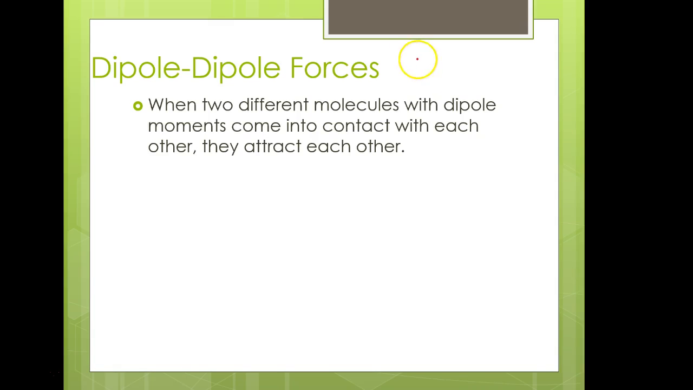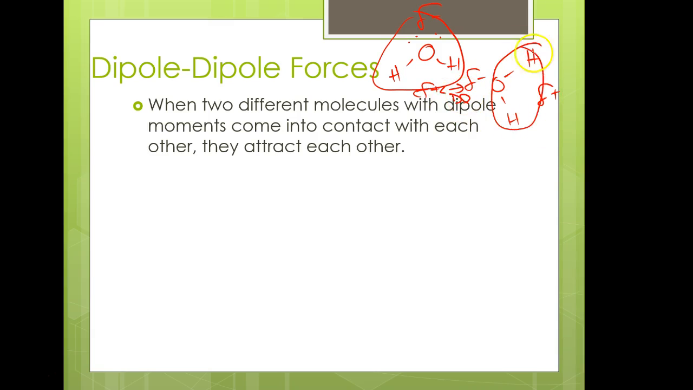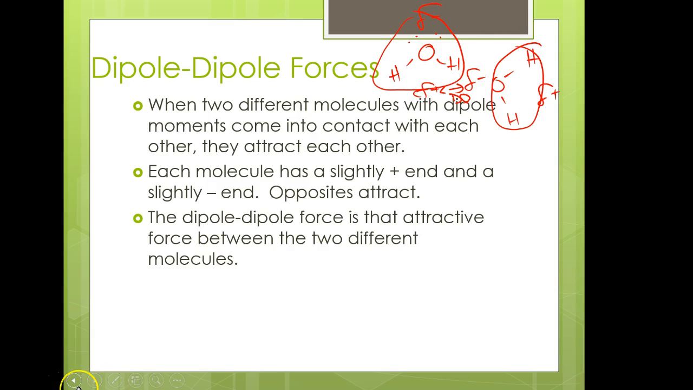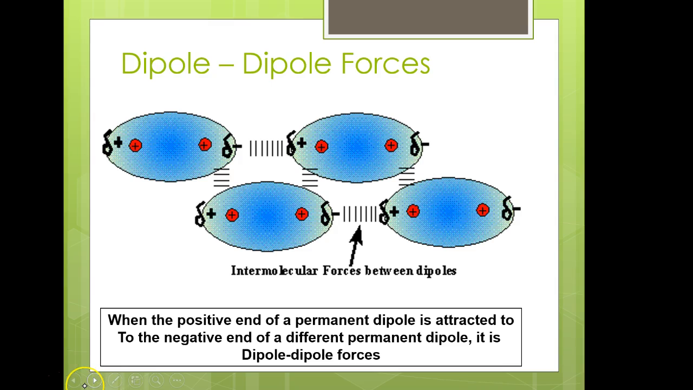So if I have O and H, come along, negative, positive, and along comes another OH with its negative end and its positive end. These guys are going to attract each other. That's a dipole-dipole force. Two different molecules that have permanent polarities come in contact with each other and they attract each other. Opposites attract. It's the attractive force between two different molecules.